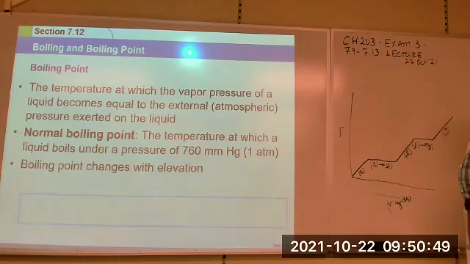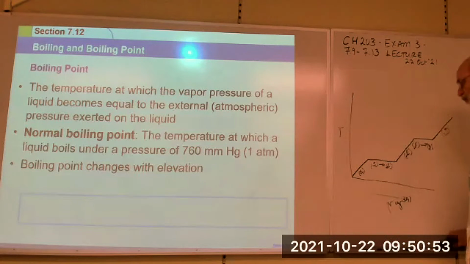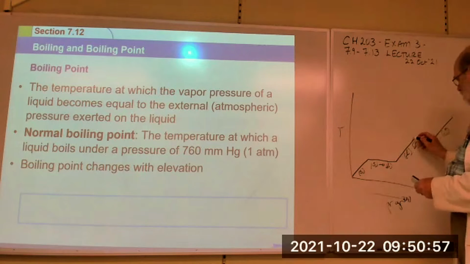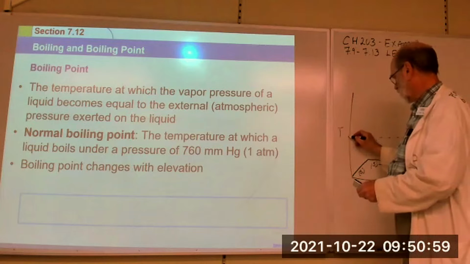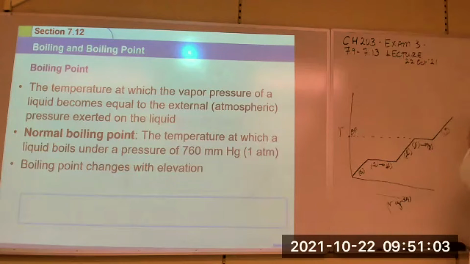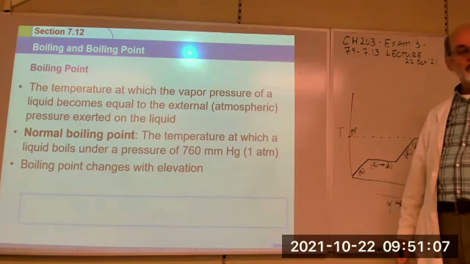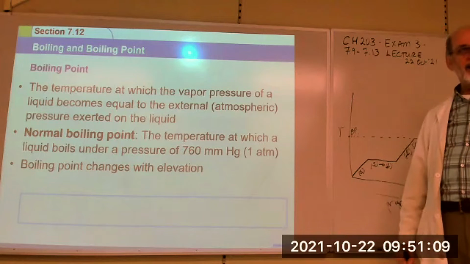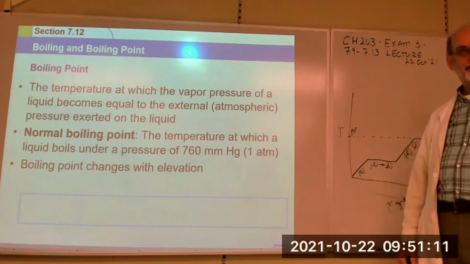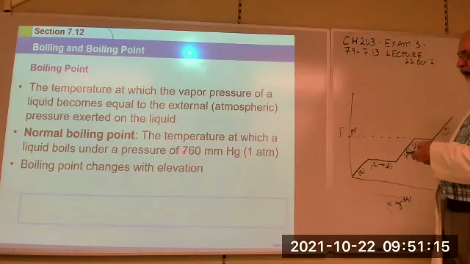So that's the boiling point. Now, what do we mean by normal boiling point? Normal boiling point, let's see, that would be here, this temperature, right here. The normal boiling point is the temperature at which the liquid boils under 1 atmosphere pressure. Okay. 760 millimeters of mercury is 1 atmosphere.